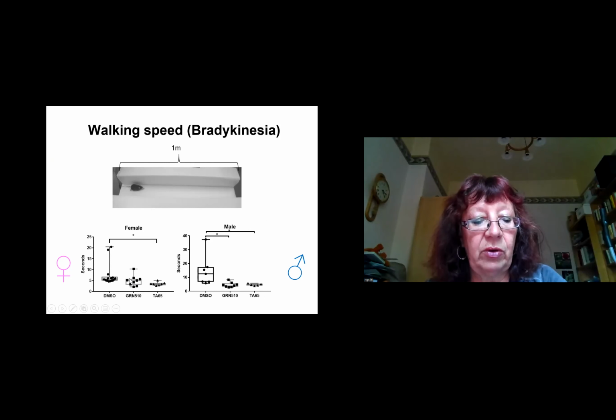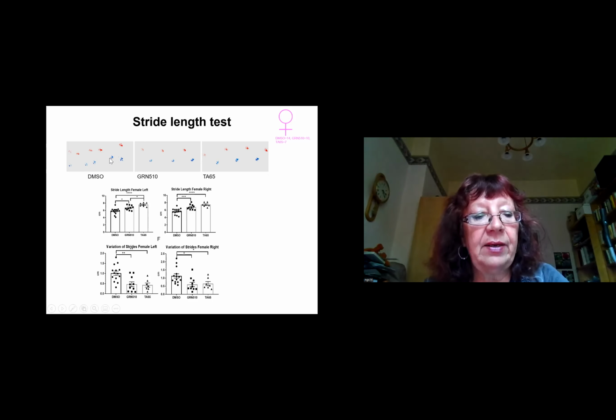So then we did a stride length test, which is very similar to a gait test, which is done in humans, highly sophisticated, with electrodes, where people step on and then the computer measures the gait. We did a very low maintenance method. So we painted the hind legs of the mice with colors, the right with blue, the left with red.